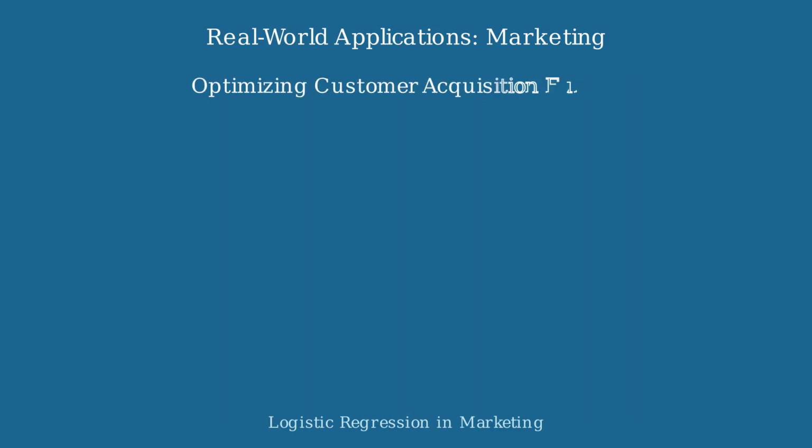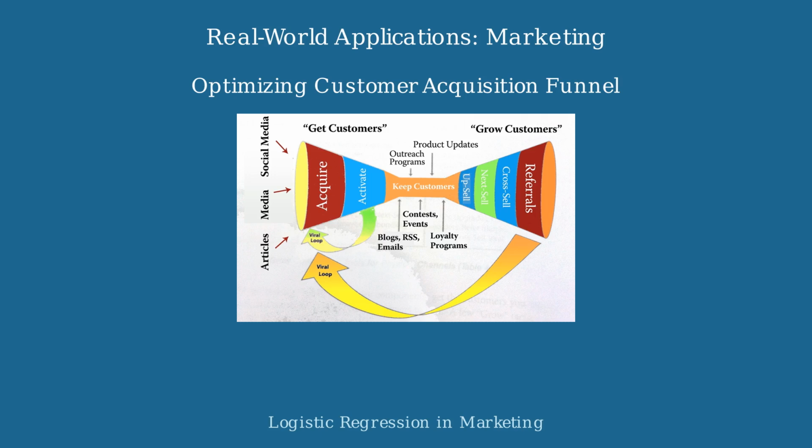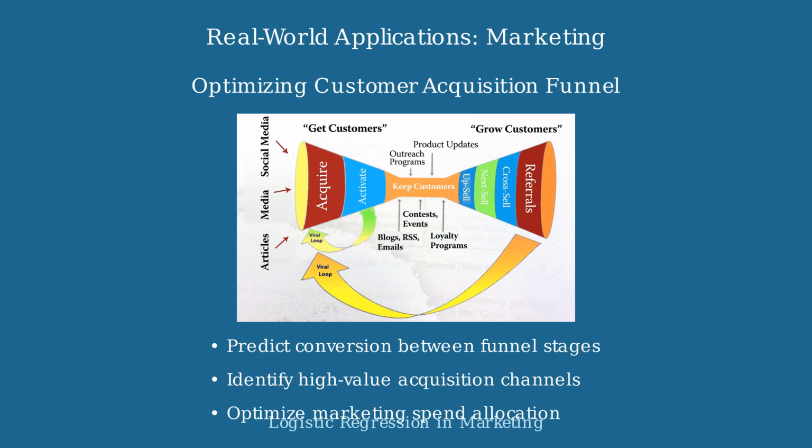Marketers apply logistic regression at each stage of the customer acquisition funnel to predict conversion probabilities. This helps marketers predict transitions between funnel stages, identify valuable channels, and optimize marketing spend.